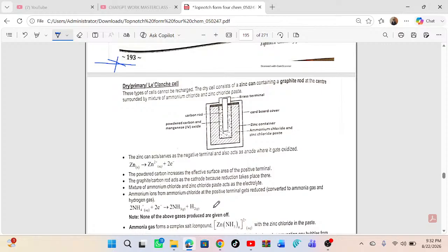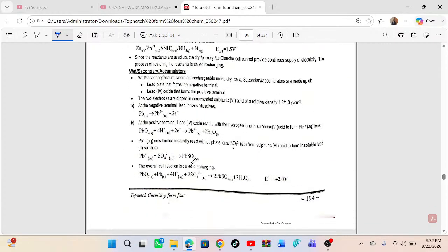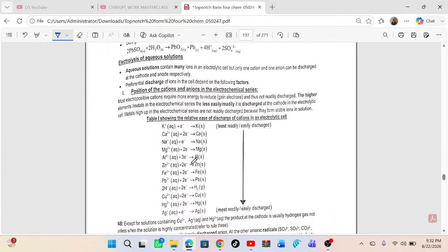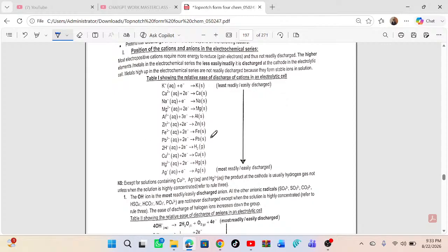Then another part that is very important is this diagram, like line cell, easy kabisa. So this is the electrolysis of aqueous solution. Hapa ndo nataka sasa, this is very important. Nakufundisha in a very easy way.